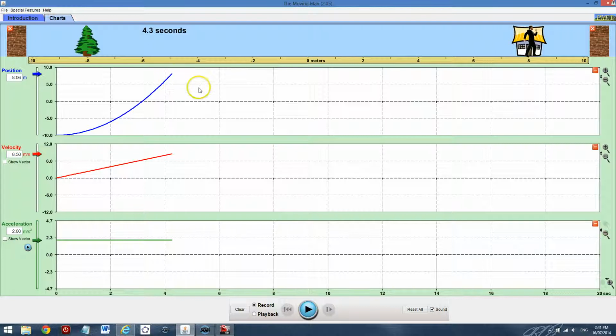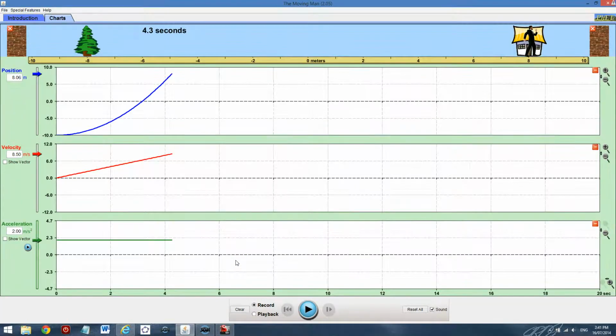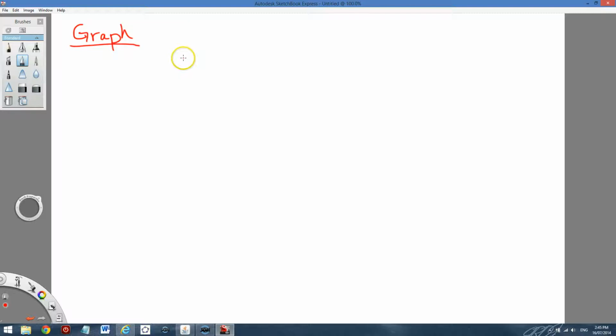So that's basically graphs. Graphs is one way of describing motion. So this is why graphs are important. It describes motion in explicit details.